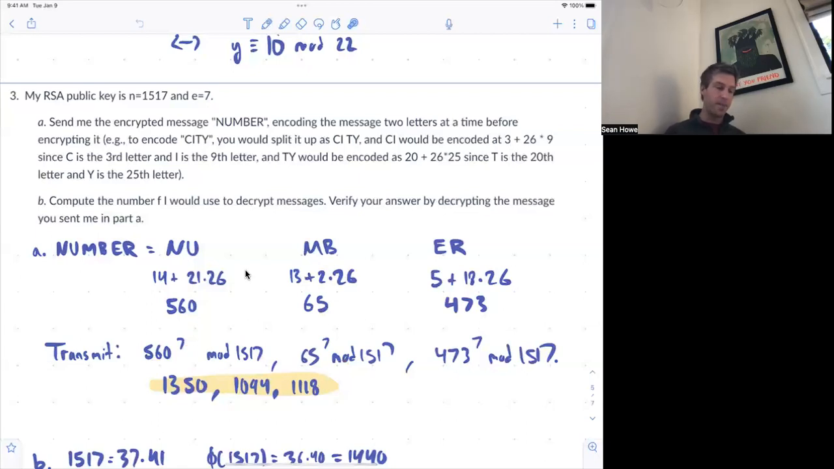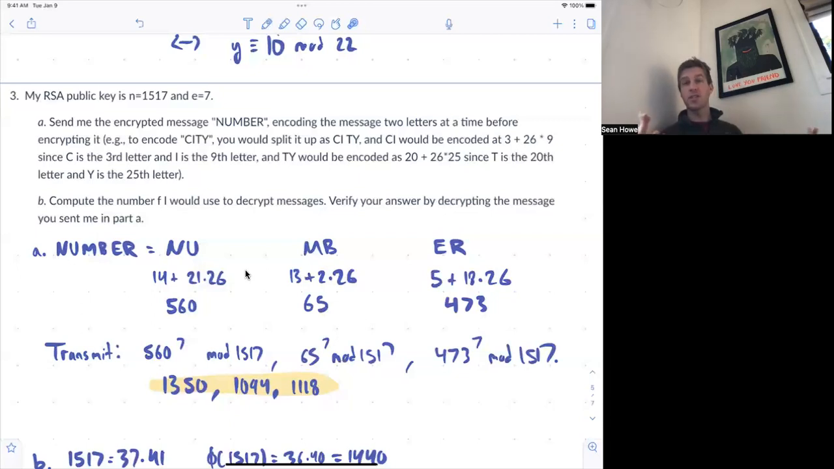On this exercise, of course, I just did it with Sage because these are pretty big numbers. And I got 1350, 1094, and 1118. And these are the 3 numbers that I transmit in order to send the message encrypted using this RSA key. Good. And so that's part A. This was just how you send an encrypted message to someone who's published their RSA public key.